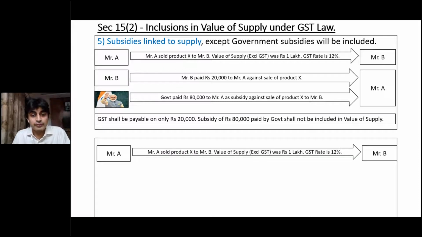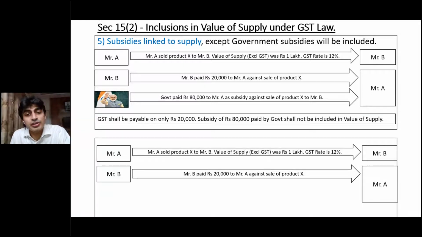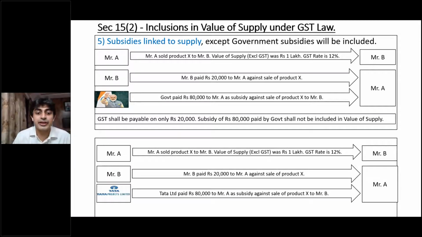Now suppose if Mr. A, same example, ने product बेचा Mr. B for 1 lakh. Mr. B ने pay किया how much? 20,000. And Tata Limited, this time subsidy is given by whom? Tata Limited paid 80,000. So supplier को Mr. B पे यानी Mr. A को Mr. B पे GST 1 लाख पे लगाना चाहिए या only 20,000 पे लगाना चाहिए.